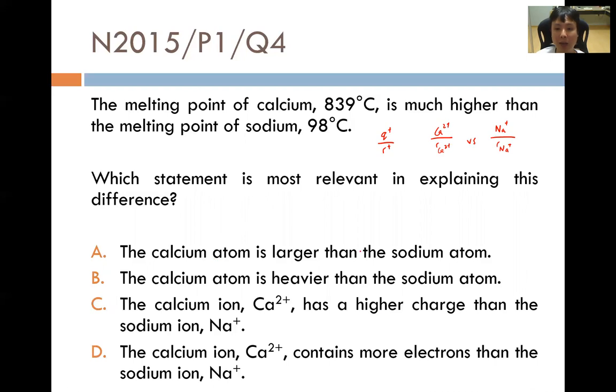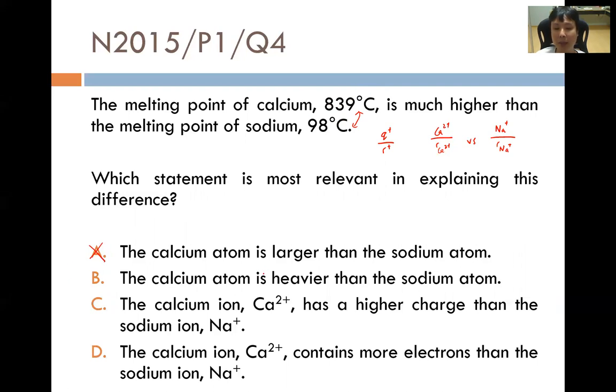Okay, so the calcium ion is larger than the sodium ion, and this is indeed true because calcium is actually below sodium in the periodic table. So the radius of calcium is larger, and if the radius is larger, it would contribute to weaker metallic bonding, which would result in a lower melting point. But as we can see, calcium has a much higher melting point than sodium, so the radius does not explain this difference, so A is wrong.